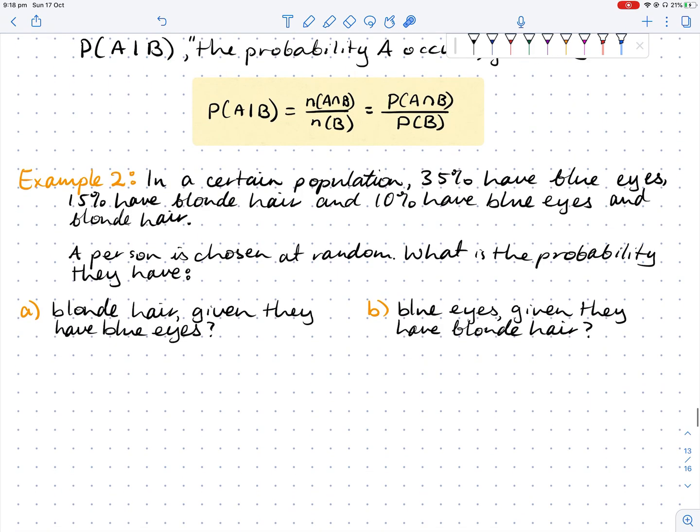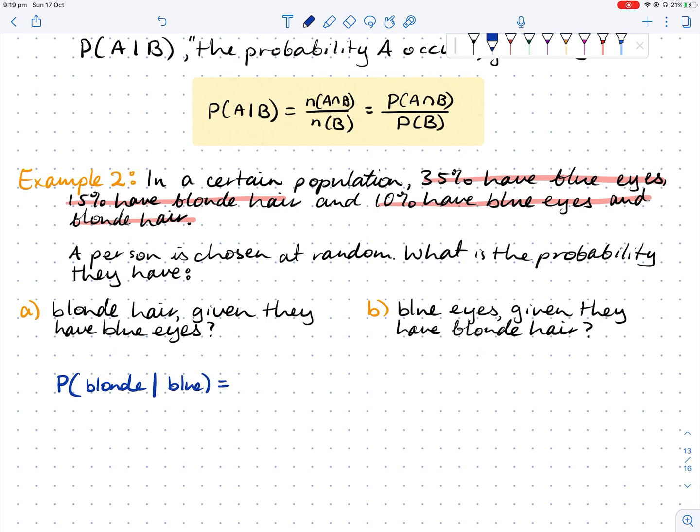All right, so let's have a look at this question. In a certain population, 35% of people have blue eyes, 15% have blonde hair, and 10% have blue eyes and blonde hair. A person is chosen at random. What is the probability they have blonde hair given that they have blue eyes? Then we're going to switch it up again. So how we can write this out is, we want the probability that they're going to be blonde given that they have blue eyes.